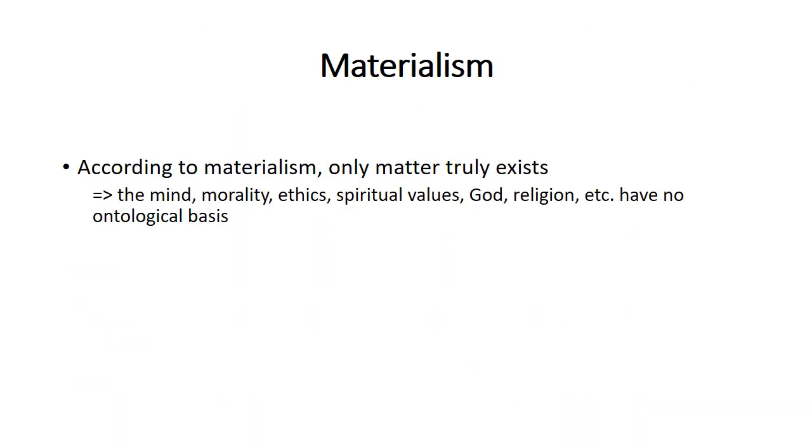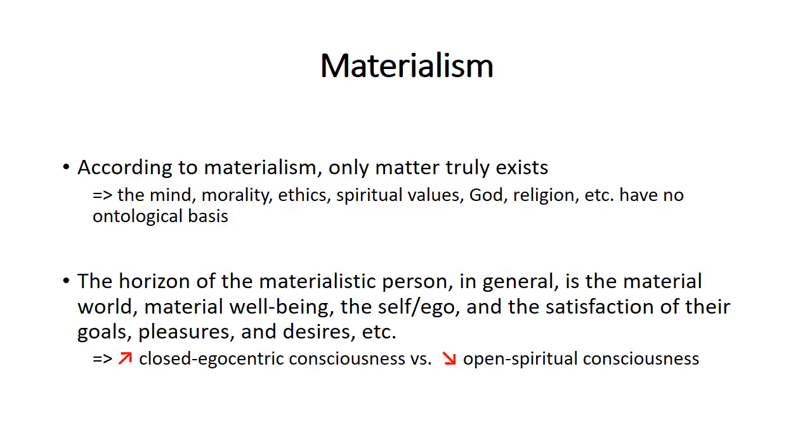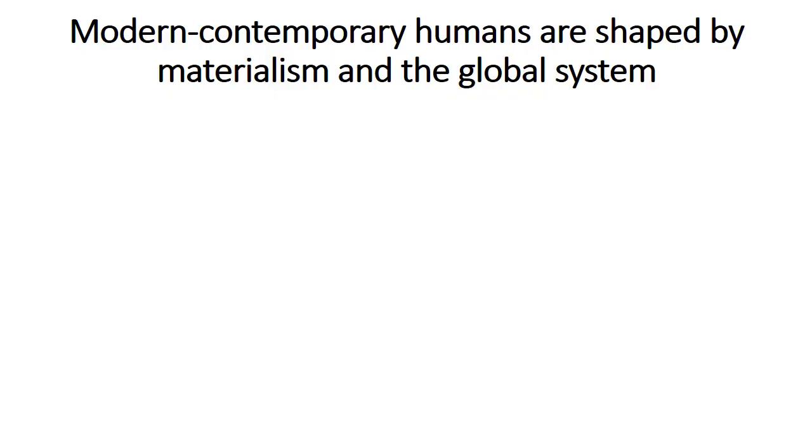In a nutshell, according to materialism, only matter really exists, and therefore the mind, morality, ethics, spiritual values, God, religion, etc. no longer have any ontological basis. One can believe in them, of course, but they no longer have, shall we say, a scientific and philosophical basis, since science and philosophy defended materialism. In general, the horizon of the materialistic person is the material world, material well-being, and of course the self/ego and the satisfaction of one's goals, pleasures, desires, etc. So in general, what we see is a growth in closed-minded, egocentric consciousness and a decline and neglect of open-minded, spiritual consciousness.